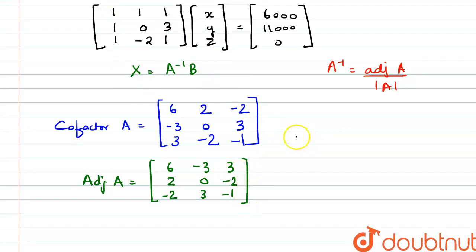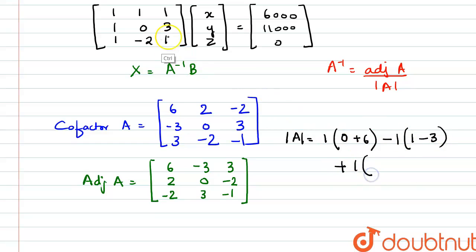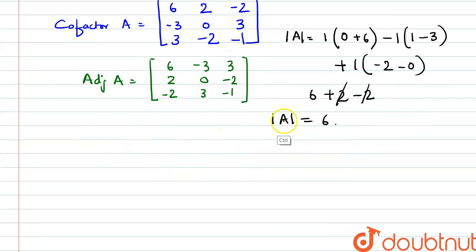Now we also need the determinant of A. So to find the determinant of A, we can expand through our first row, that is 1 into 0 minus minus plus 6, minus 1 into 1. 1 into 1 is 1, minus 3 plus 1 into minus 2 minus 0. So it will be 6 plus 2 minus 2, and this cancels out. So our mod of A comes out to be plus 6. That is, our determinant comes out to be plus 6.